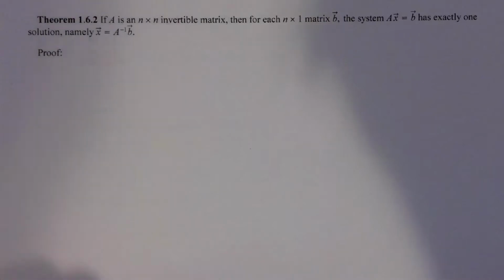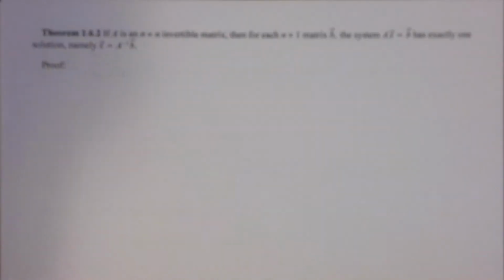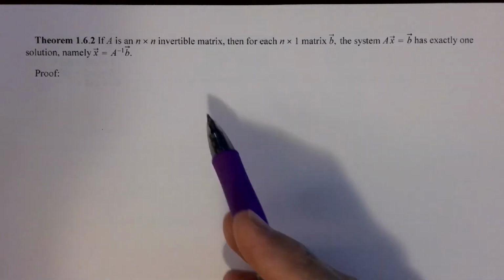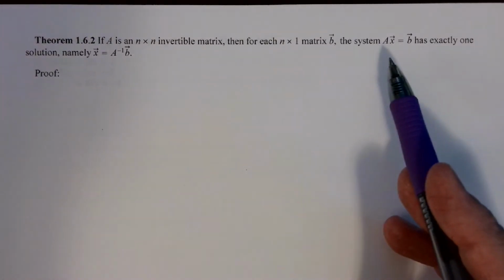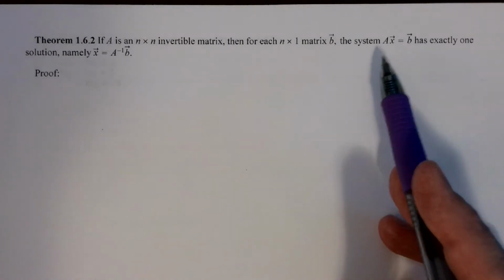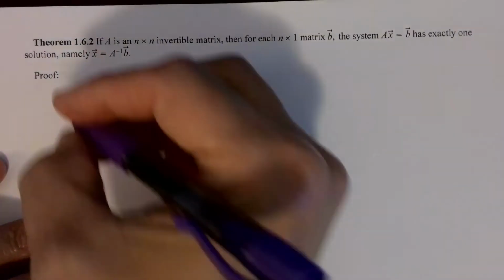We've kind of already looked at this when we first started talking about an inverse. But if we have a system that is, we say, a square system, which would be the same number of equations as unknowns, and that coefficient matrix is invertible, then we know we have exactly one solution. So the proof is this.